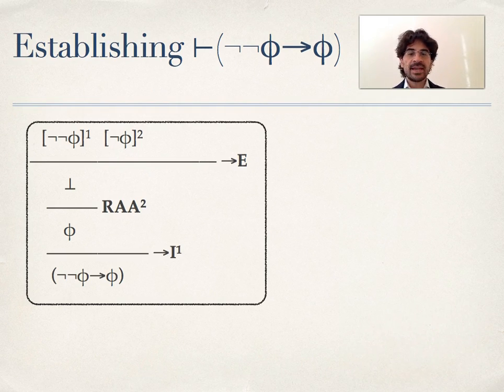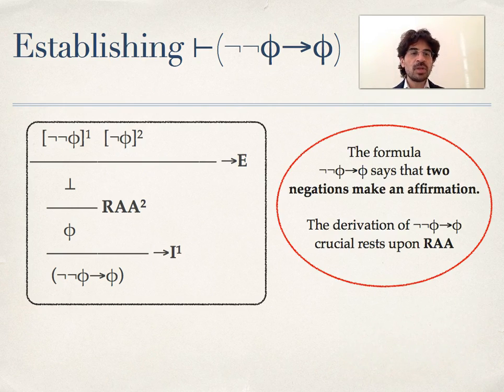Finally, we can use an application of the rule of implication introduction, which we apply to our assumption number 1. That's why we write that superscript 1 next to the name of the rule. And in the next and final line of our derivation, we can write not not phi implies phi. This is the formula we want to derive, and this formula says that two negations make an affirmation.